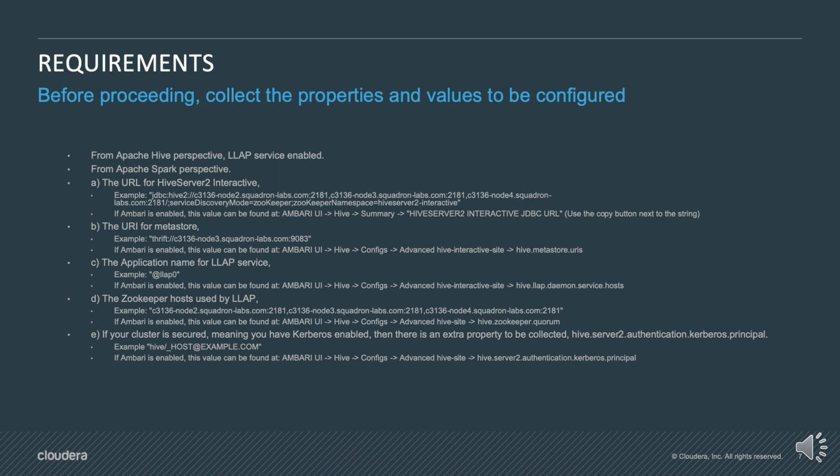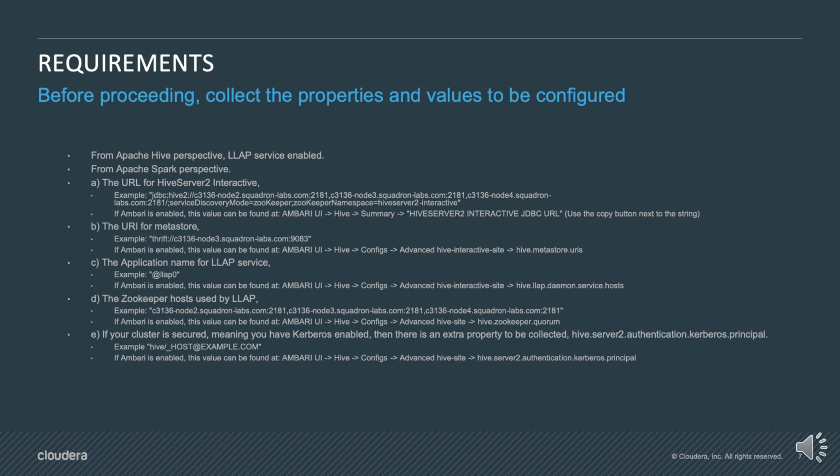The URI for the Metastore. This information can also be found in the Hive configs section. Go to Advanced Hive Interactive Site and then filter by hive.metastore.uris. Let's do the same for the other properties. For the application name in the LLAP service section, this is usually llap0 by default. Then the ZooKeeper host or hosts used by LLAP.